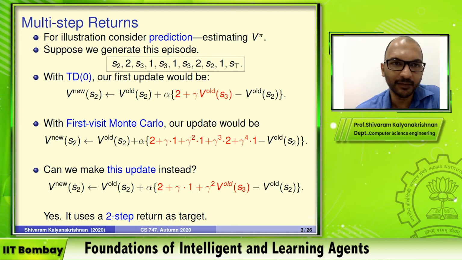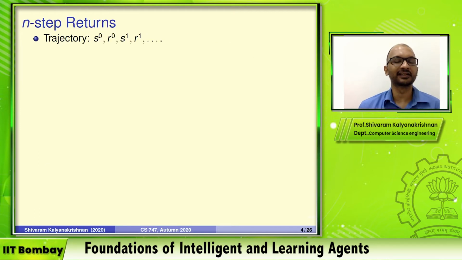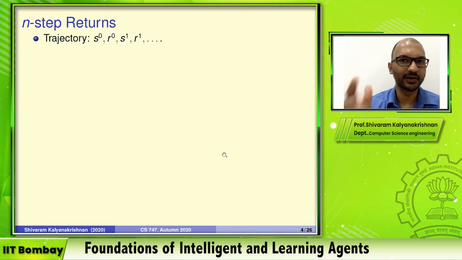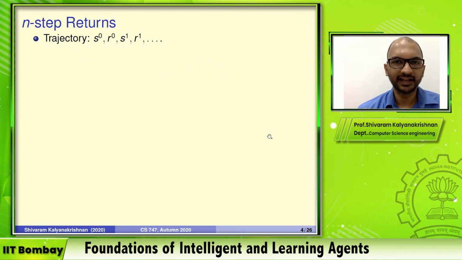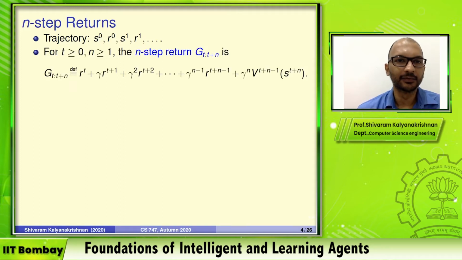In a similar way. So in general, let's formalize what is an n-step return. Let's assume we are going along this trajectory S0, R0, S1, R1, etc. In general, let us look at what is an n-step return for n greater than or equal to 1. The n-step return, let us denote it G t to t plus n. This is the n-step return starting from time step t.